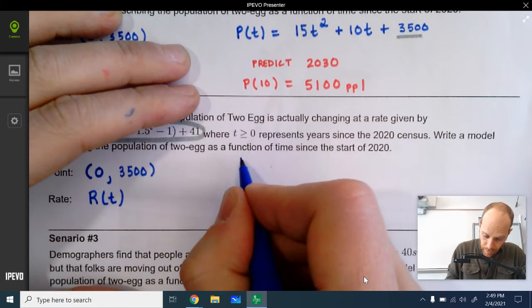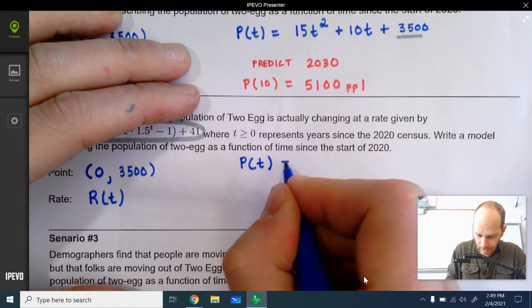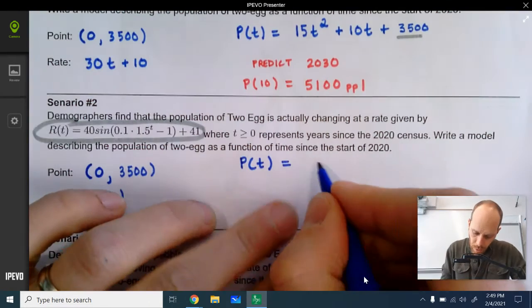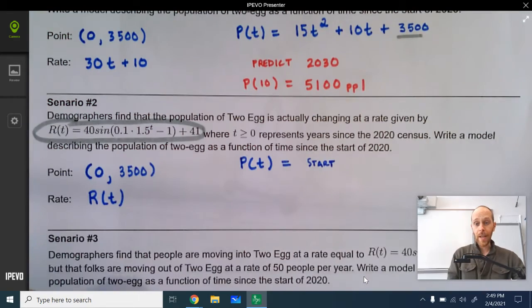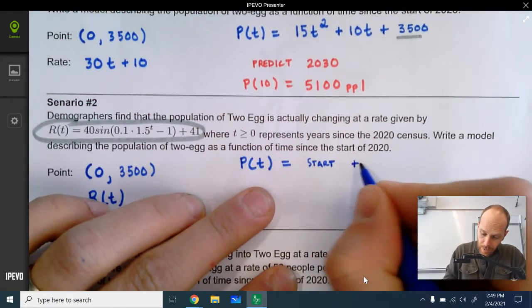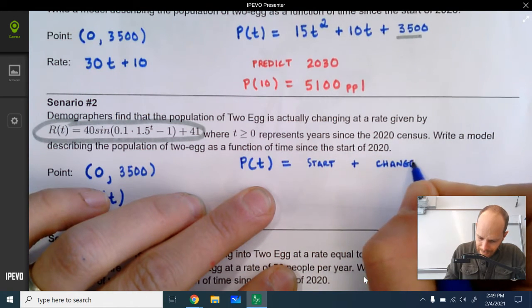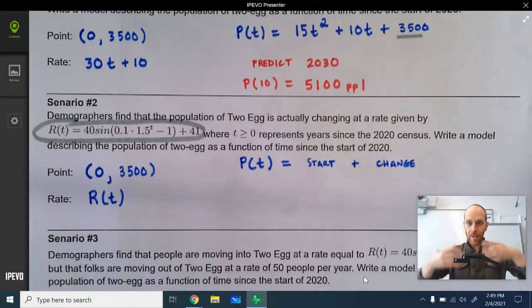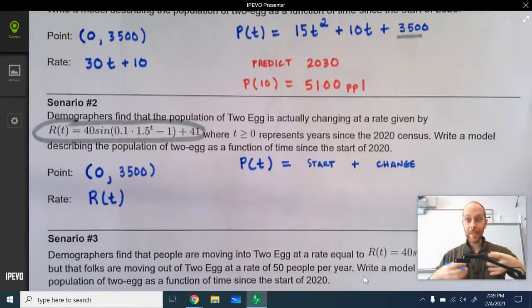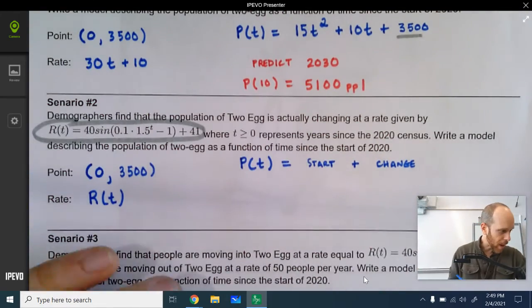The approach is going to go like this. The population of 2EG, Florida, at any given time is equal to the population at our start time plus however much it changes by. Isn't this how everything works? Everything is where it started plus how much it has changed. The amount of money in your bank account is the amount that you started with plus the amount it has changed by since then.